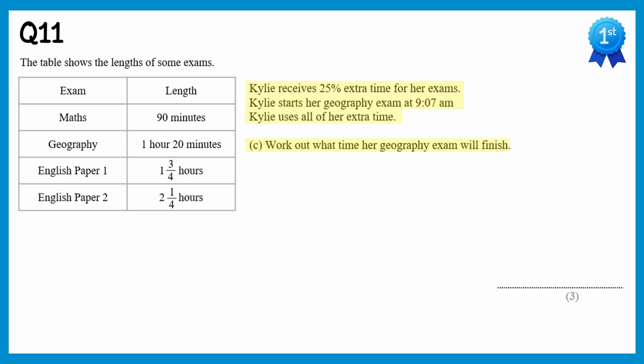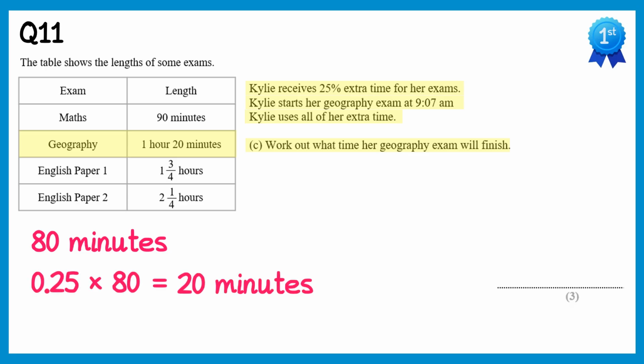Now you can see from the table the geography exam was 1 hour 20 minutes. We dealt with that earlier, it was 80 minutes in total. So first of all, we're going to find what that 25% of the 80 minutes is. To find 25% of a number, you take its decimal multiplier, which is 0.25, and multiply it by 80. This will give you 20 minutes. So the 25% extra time is 20 more minutes. So if the exam was 80 minutes normally, but with the extra time it's 20 more, it's 80 plus 20, which is 100 minutes.